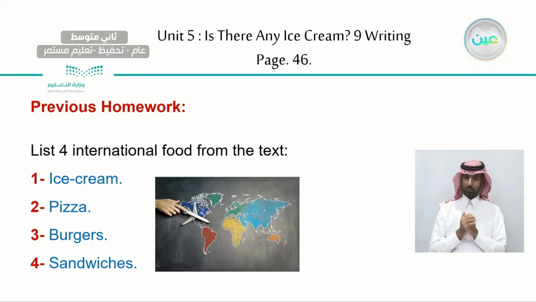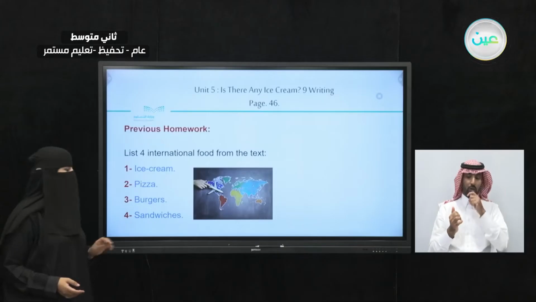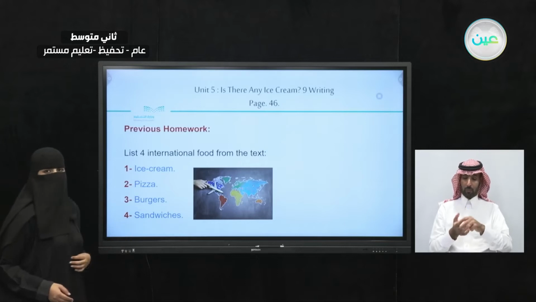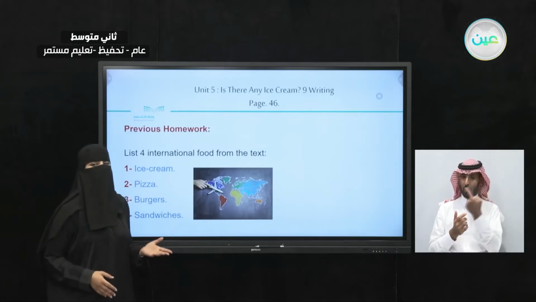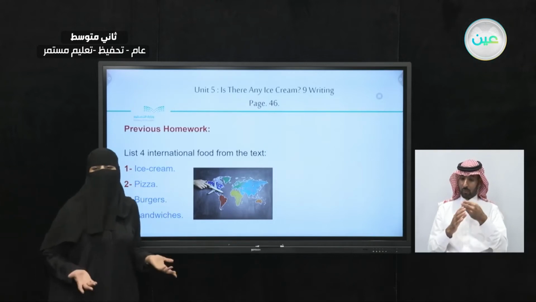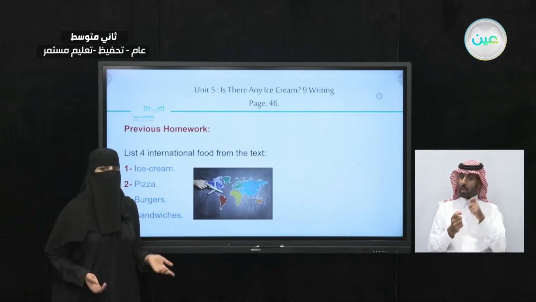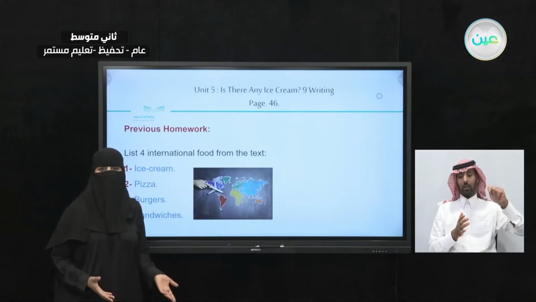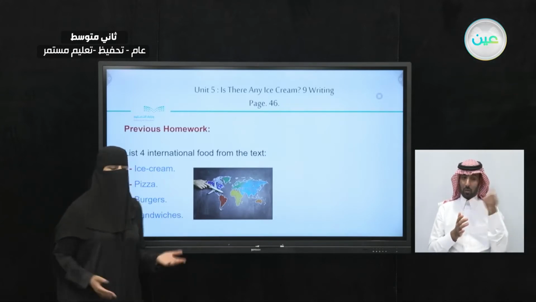Now, for options for international food, let's take a look at these examples here. The first one is ice cream, pizza, burgers, and sandwiches. All of these are international food. But I want to ask you something. Pizza, where was it originally from? It was originally from Italy, but now it's not considered an Italian food. Now it's an international food.